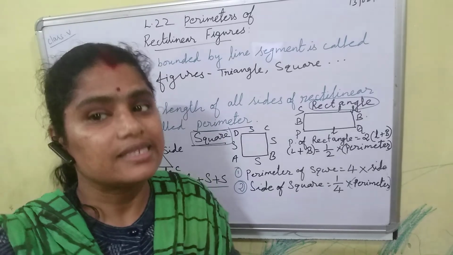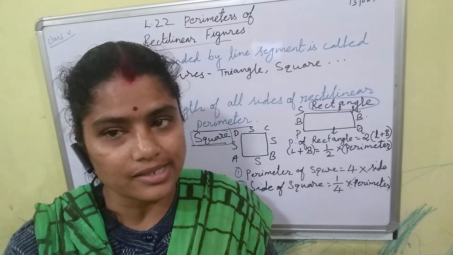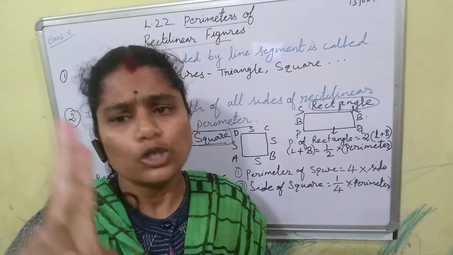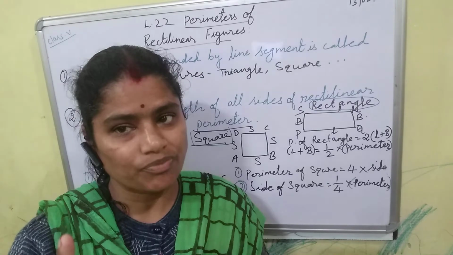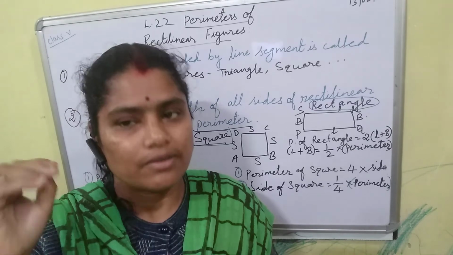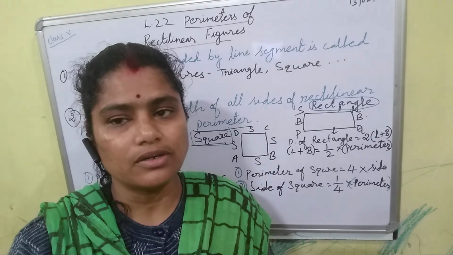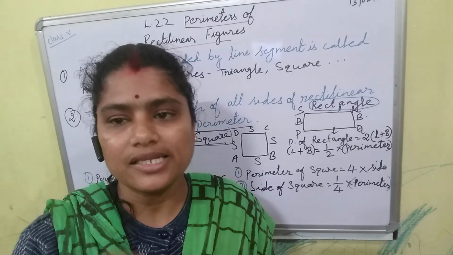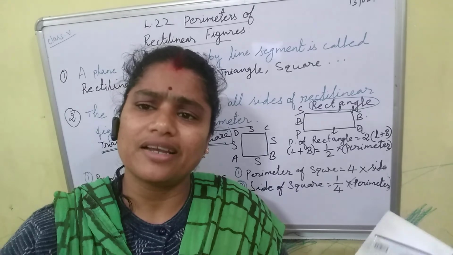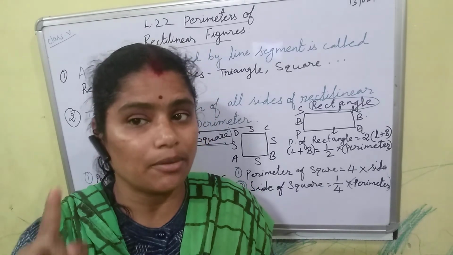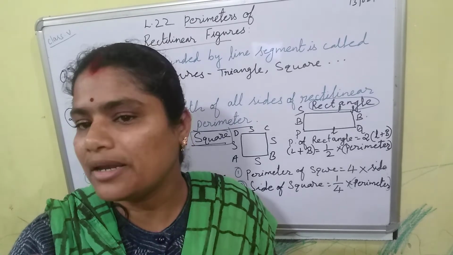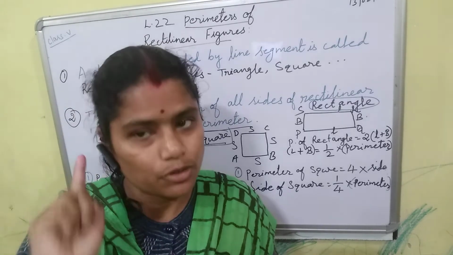All of you, listen to this video many times and read the lesson properly, and you will be clear about it. In this lesson you have to learn only 2 points. First, what the perimeter is. Second, what a rectilinear figure is. I told you a plane figure bounded by line segments is called a rectilinear figure. It can be anything, pentagon, hexagon, all are rectilinear figures. But a circle is not a rectilinear figure, because it is not made of line segments, it is made of a curve. You have to understand that.